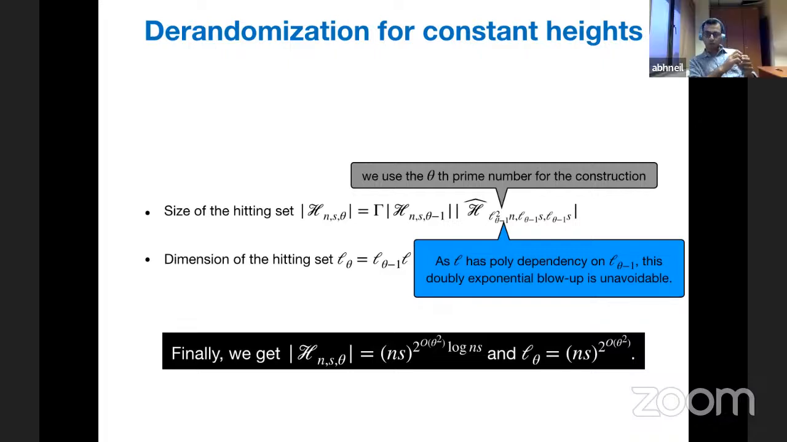Okay. So now we want to control this blow up. Locally, we just want to improve the dependency on L theta minus 1. Now, if we can improve that, then that would also improve this bound on the dimension and also improve the size of the hitting set. Okay. So, any question on this up to this part?